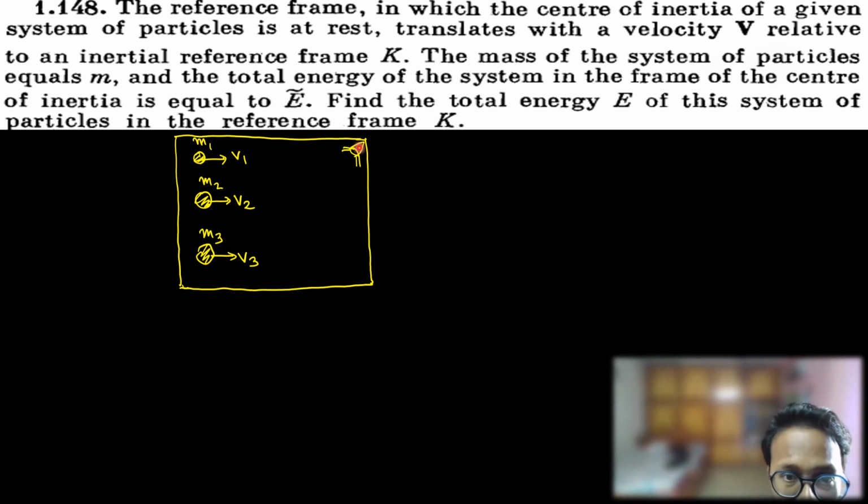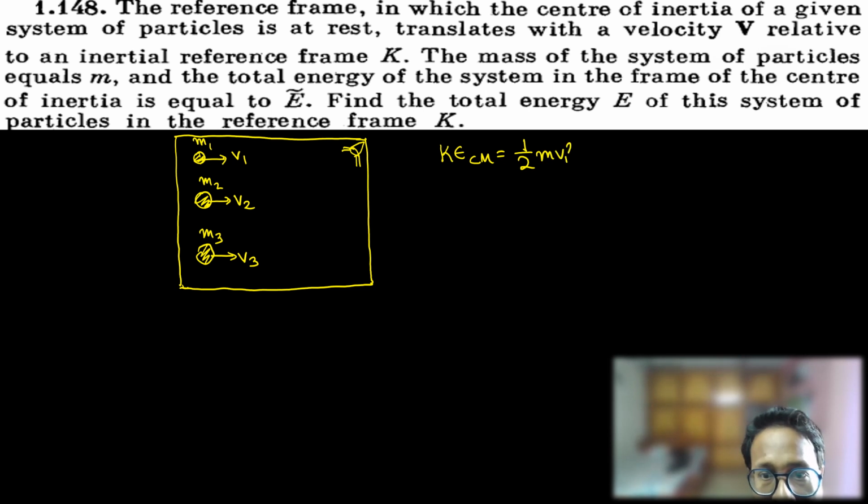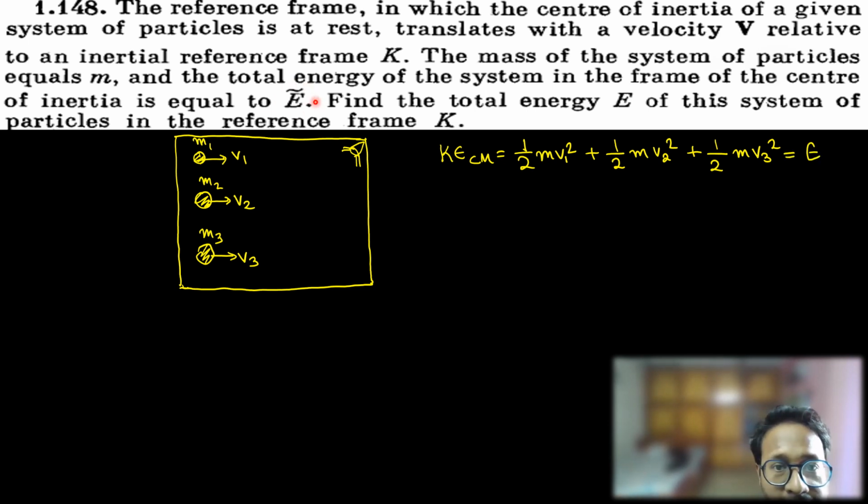And what is the kinetic energy as seen by this camera? Kinetic energy as seen by, let's say, this camera as center of mass. Why, I'll tell you a little bit later. Half m v1 square plus half m v2 square plus half m v3 square. This kinetic energy is given as E dash in the question. E dash, this one. Fair and fine.